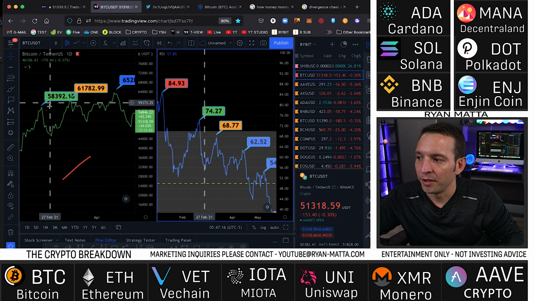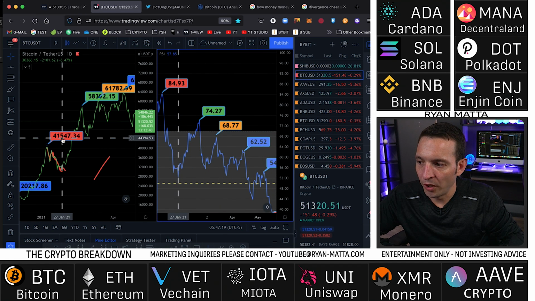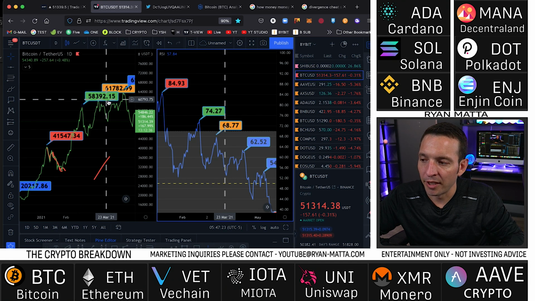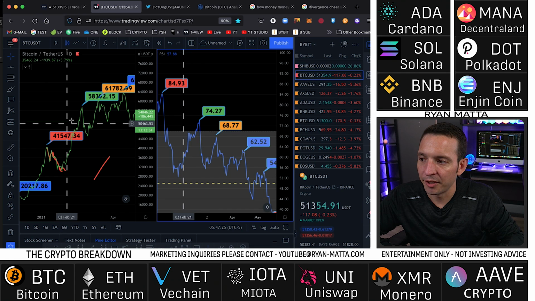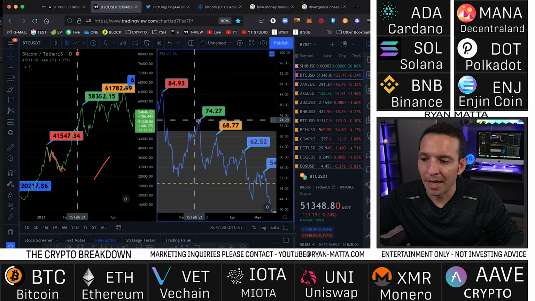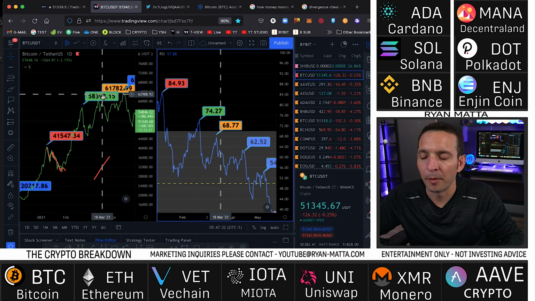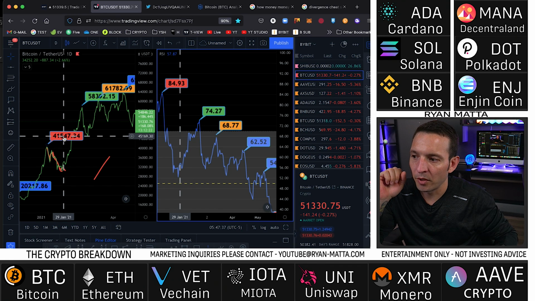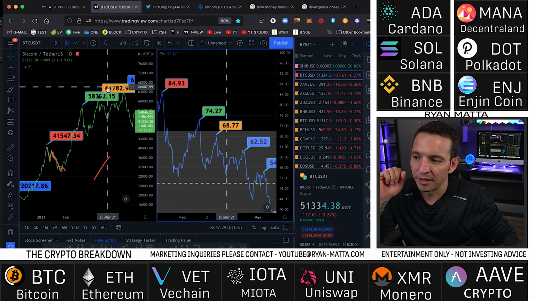What do you see over here? You see price go from 41,500 all the way up to 58,392. And what happens? Your bearish divergence prints. Well, then what happens? Price still goes up. Even though RSI is coming down, price is still going up and putting in a higher high. But you can see us going from 20,000 to 41,000 to 58,000, then to 61,000.